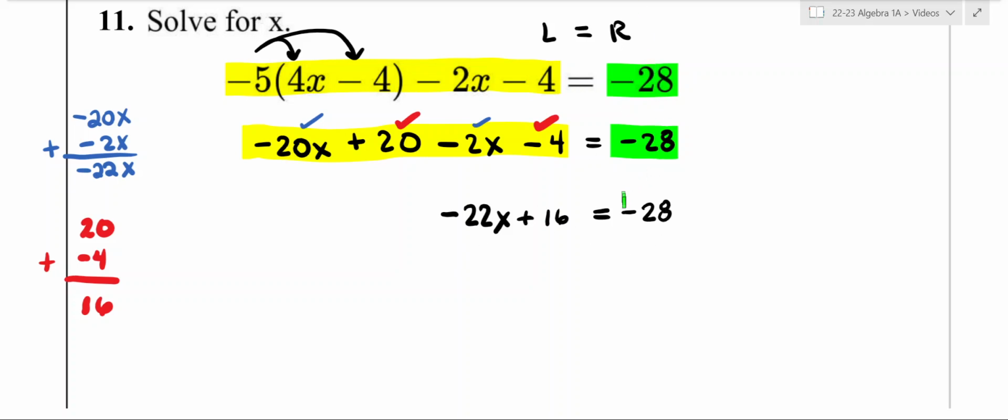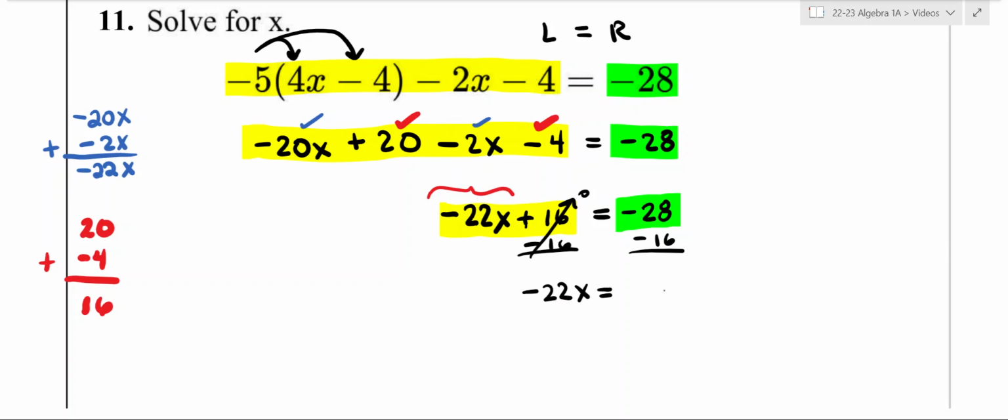Okay. All right, so now we're ready to isolate the variable. As you can see, we want that term by itself, so we're going to get rid of the plus 16, that's going to be minus 16, and minus 16. So now you have negative 22x equals negative 44.